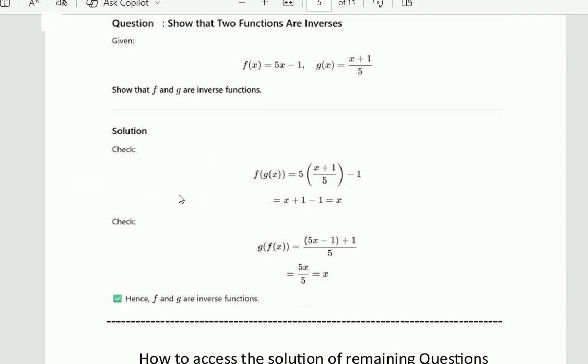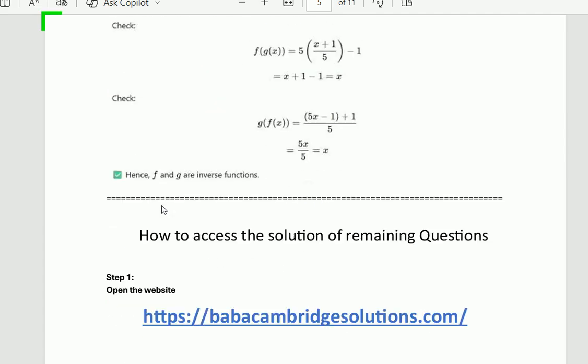Now again g f of x is equal to (5x minus 1 plus 1) over 5. We are putting the function f of x into function g. After simplification we get x. So the same result in both cases. Hence f and g are inverse functions.